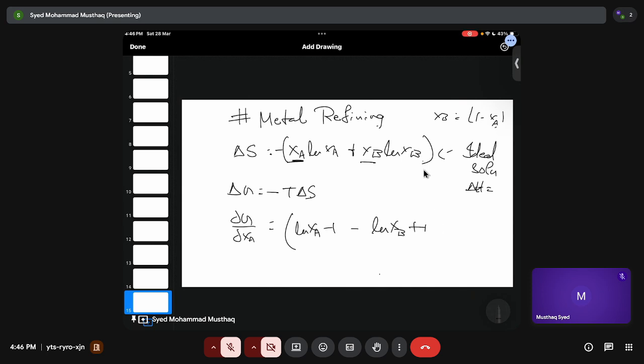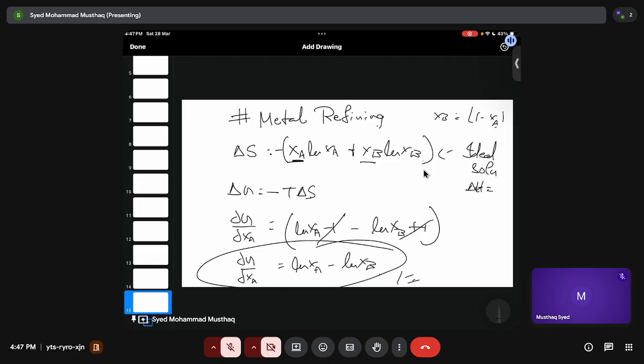And that means if you want to have a very pure metal, the XB should tend to 0 and XA should tend to 1. And if you apply the limit, XB tending to 0, this term will be 0 and this will turn out to be minus infinite. That means the slope will be infinite, so the free energy will shoot upwards. That means the free energy will be moving into the positive region. So this is how the slope looks.